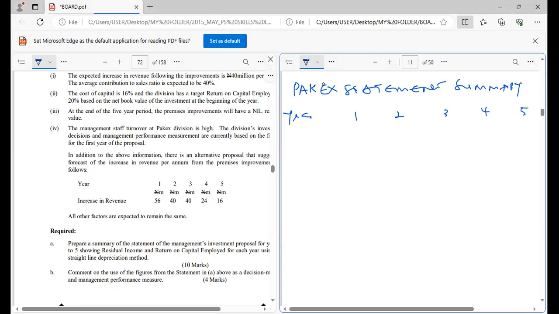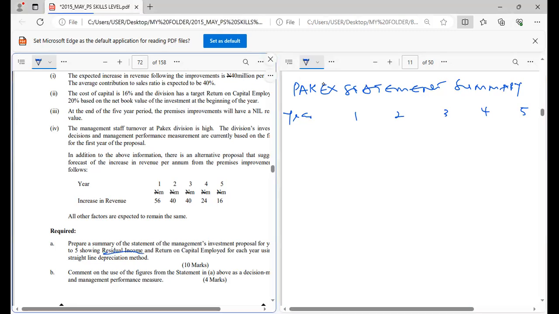And our major focus is on what? Showing the residual income and return on capital for each of them. And so before we can approach residual income or return on capital, whichever way we choose to follow, what are the things you must take note of? You must take note of the fact that we need our net profits. Yes or no? Depreciation. Yes or no?